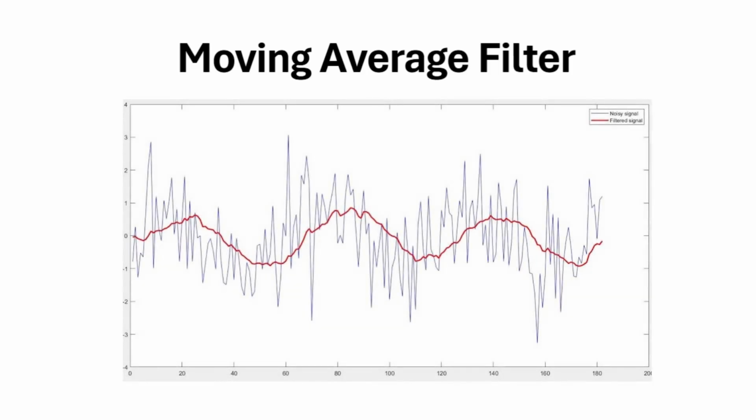This filter computes the average of the most recent samples within a fixed window, smoothing short-term fluctuations while preserving the general behavior of the signal. By applying this filtering, the measurement used by the controller becomes less sensitive to noise, contributing to a more stable control response. Now we can move on to analyzing the results.